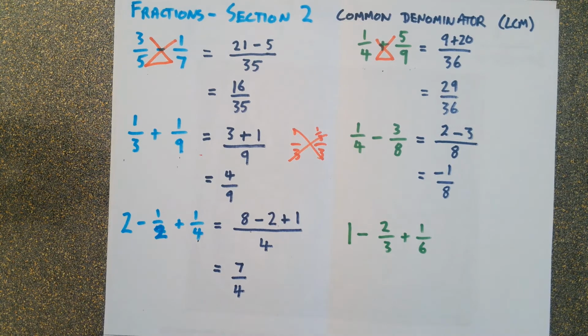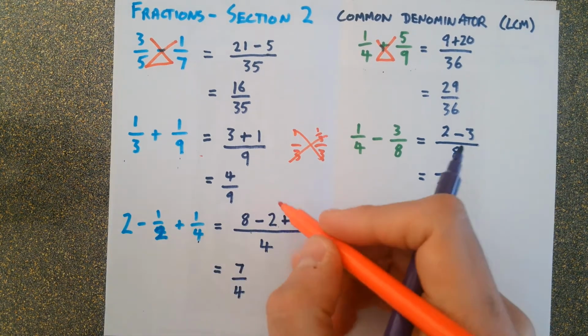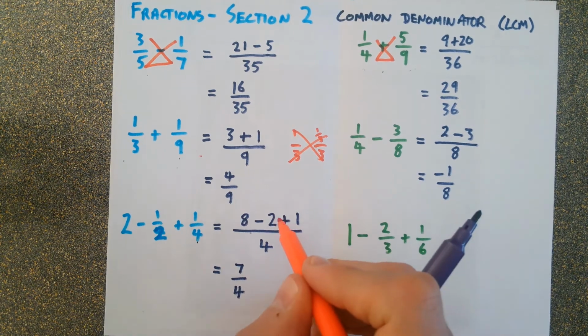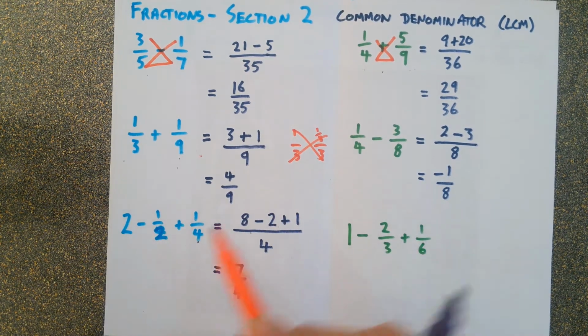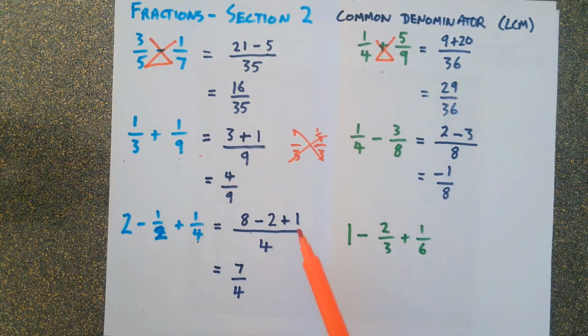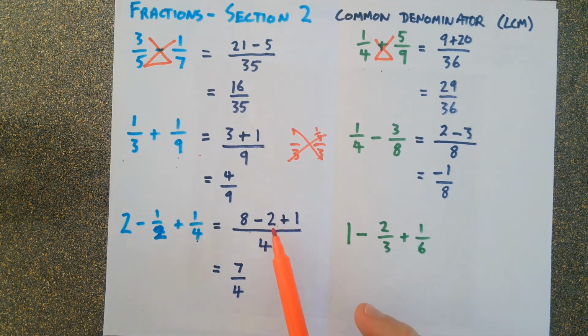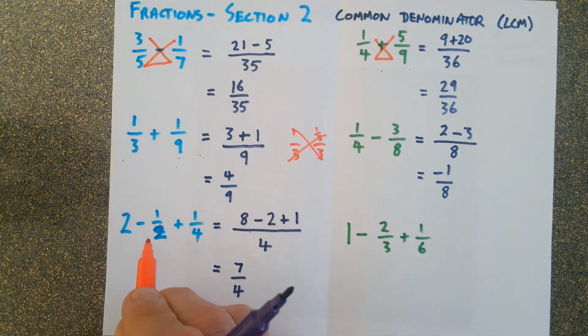Absolutely fine to leave it like that as an improper fraction. Notice we've got a little bit of a misconception that sometimes people make with things like this. They remember the acronym BIDMAS and say, well, I do my adding first, so that's 8 minus 3, because 2 add 1 is 3, which is 5. That's wrong.